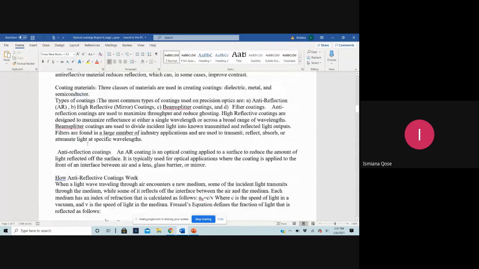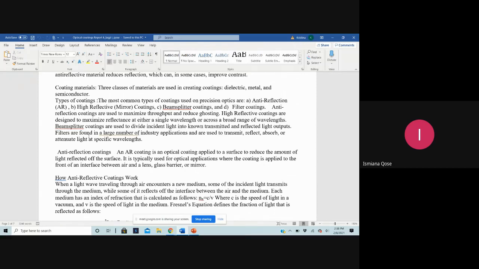Based on the information that we have, we know that optical coatings are divided into 4 groups, which are beam splitter coatings, anti-reflection, high reflective, and filter coatings. Anti-reflection coatings are used to maximize the throughput and to reduce the ghost image. Ghost image means something blurry or out of focus.